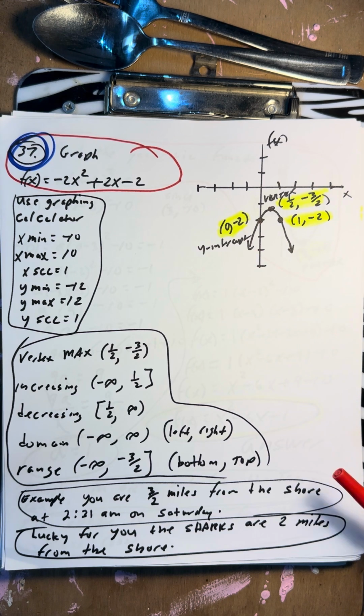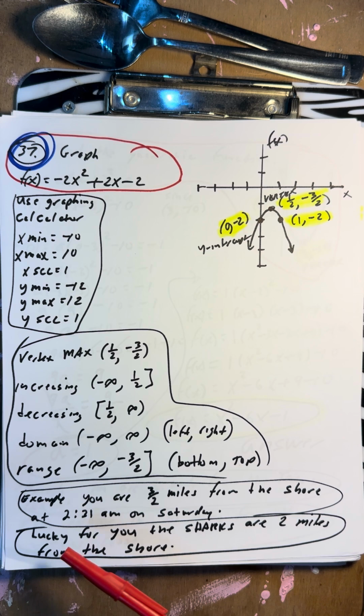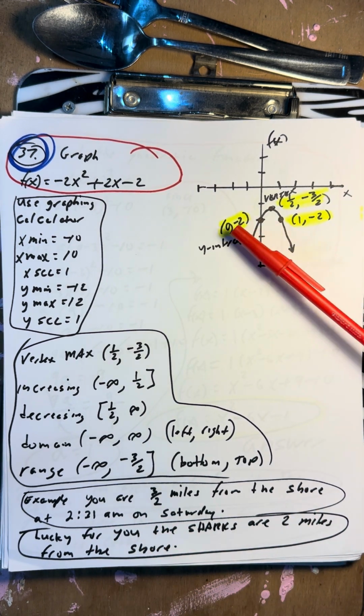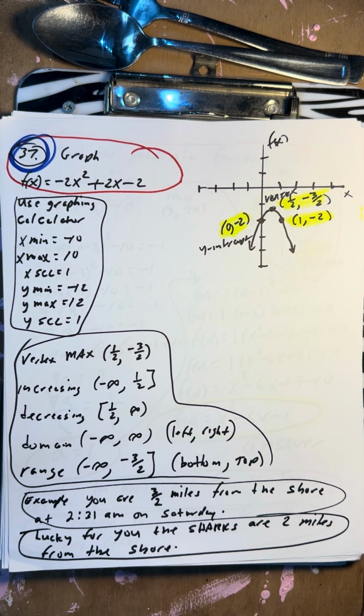All right. So now, example of this, you are 3.5 miles from the shore. At 2:31 a.m. on Saturday. Lucky for you, the sharks are 2 miles away. The sharks over here, they're 2 miles away. You're 3/2, negative 3/2, they're negative 2 miles. So you're safe.